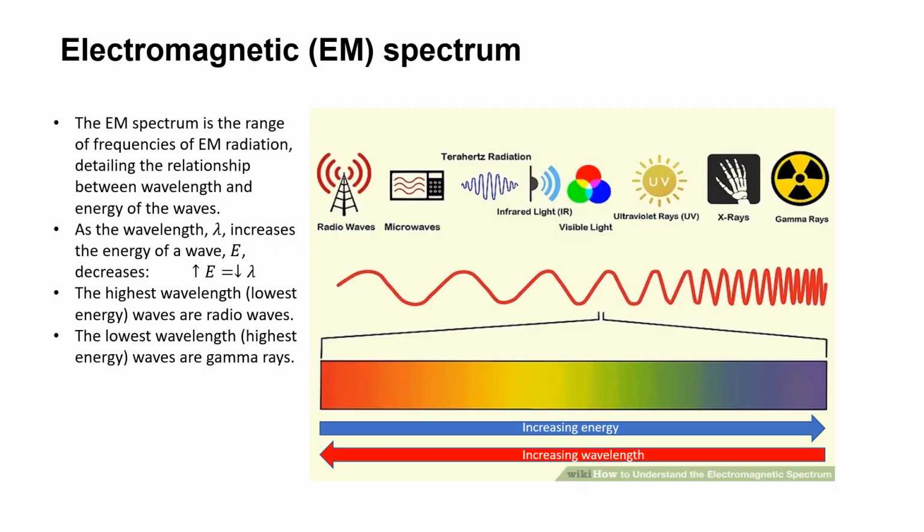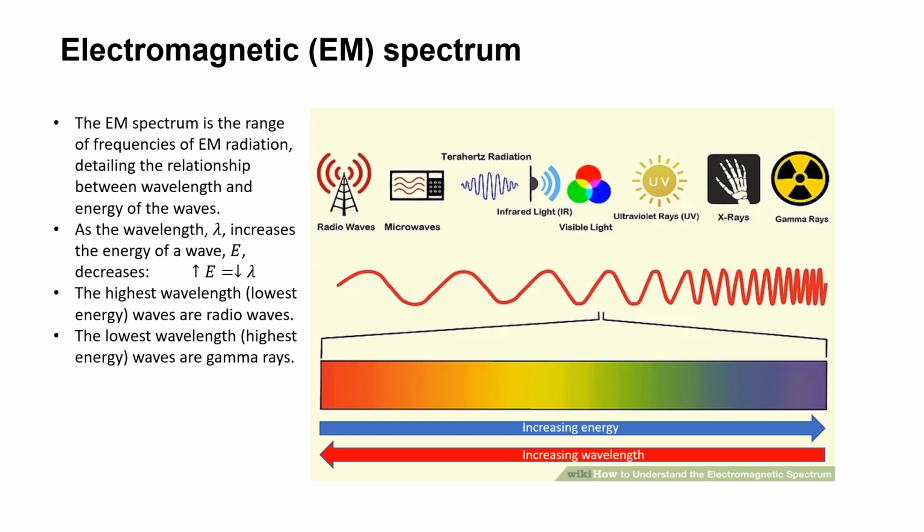So the last thing I kind of want to talk about before we directly address redshift itself is the electromagnetic spectrum. And what this is, is a range of frequencies of electromagnetic radiation. And what I mean by radiation is simply essentially energy or light.